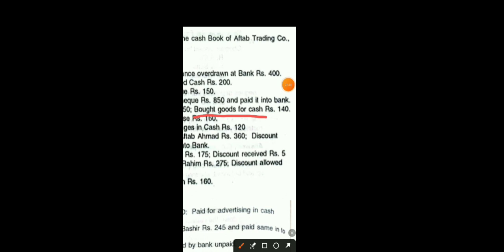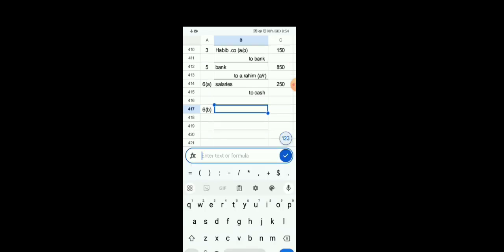Now please concentrate. Bought goods for cash means you are buying your goods. Goods are coming in. Goods are your near asset. Asset is increasing. Increase in asset should be mentioned on debit side. So you were supposed to write goods over here. But as you know, we do not write goods in accounting. We write working in place of goods. What working we are doing? We are buying goods. So you may write purchase in place of goods.